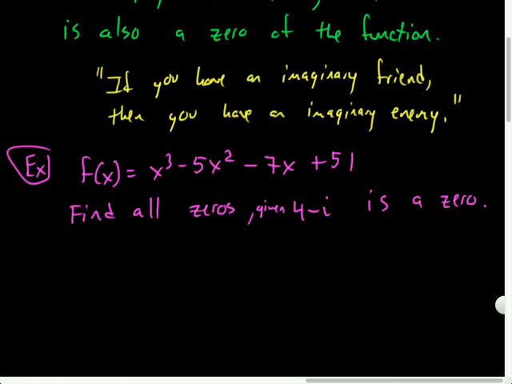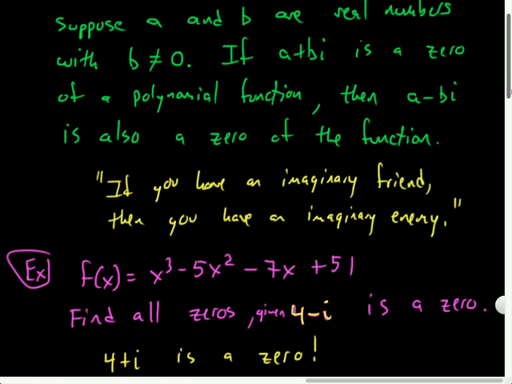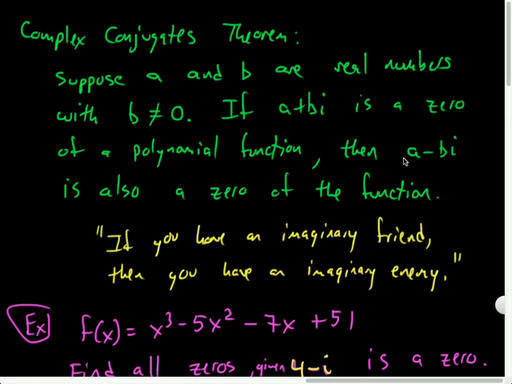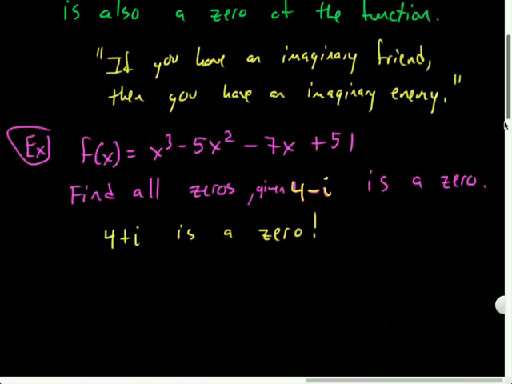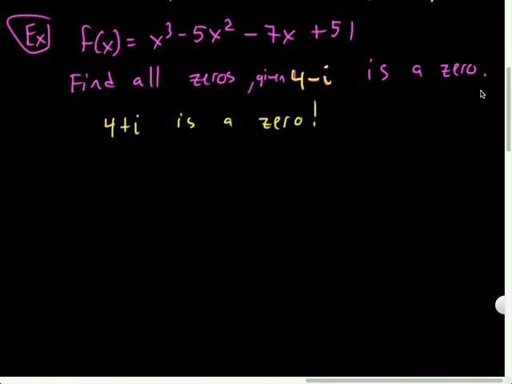So here's the idea. If 4 minus i is a zero, what do you automatically know? Therefore, 4 plus i is a zero. And how did you know that? The complex conjugates theorem, right? Why is it complex conjugates? Because this is a complex number, that's a complex number, and these are conjugates of each other. They're not opposites. They're just, the middle signs are different, all right? So 4 minus i is a zero, therefore 4 plus i is a zero.